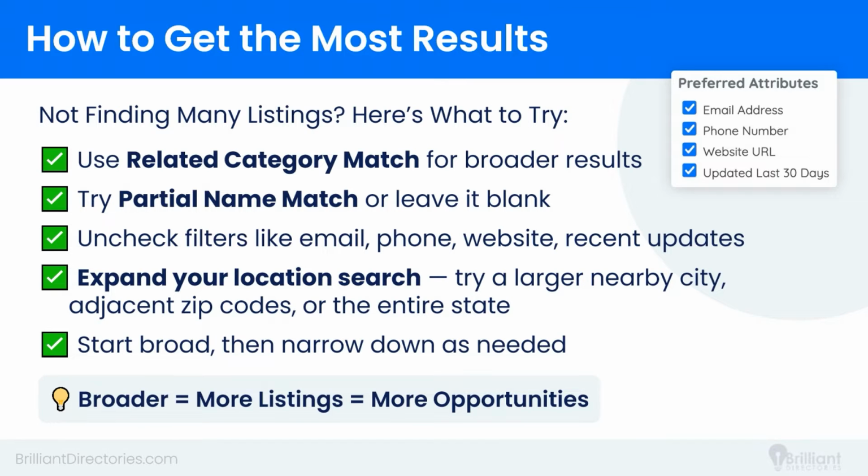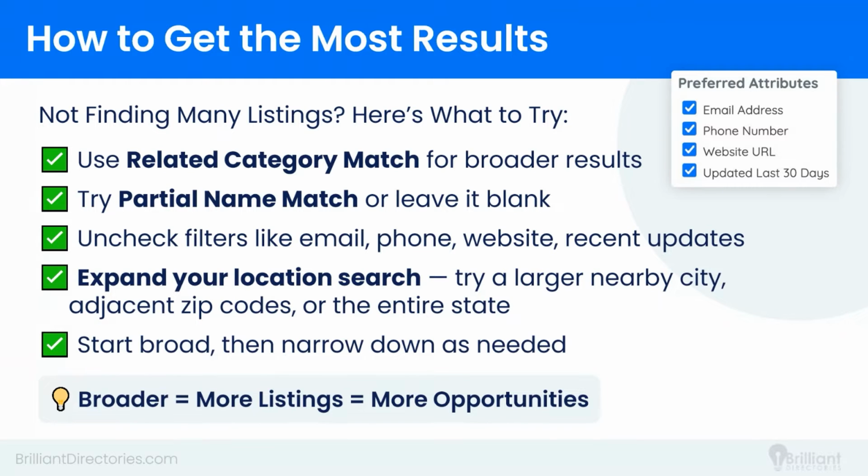And again, we'll go through a quick demo of all of these so you can see in practice how each of these works. But for example, if you're searching for attorneys or doctors or restaurants, that might have a lot of different subcategories. Attorneys and doctors tend to have a lot of different types of specialties that they might focus on. For restaurants, there can be a bunch of different types depending on the cuisine that they serve. So if you're starting off searching for a very specific business category, you might want to try to expand that. Click on the related category match to get some broader results.